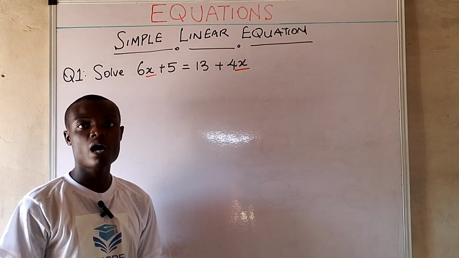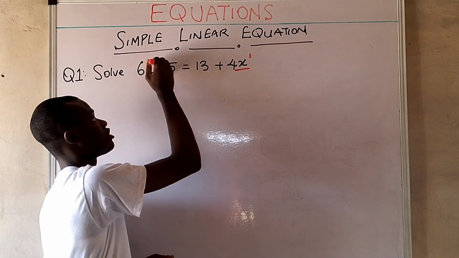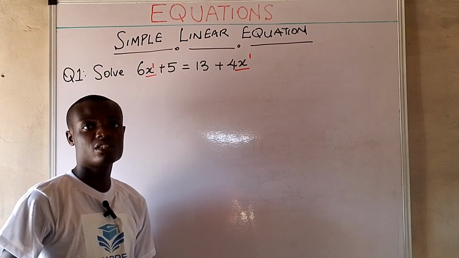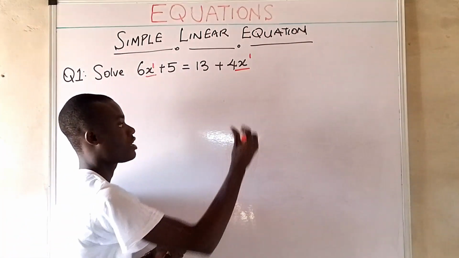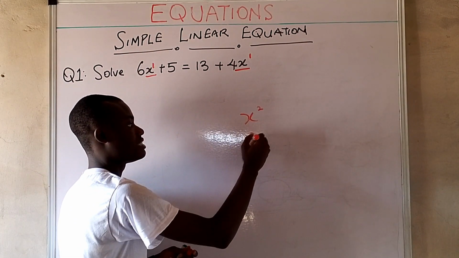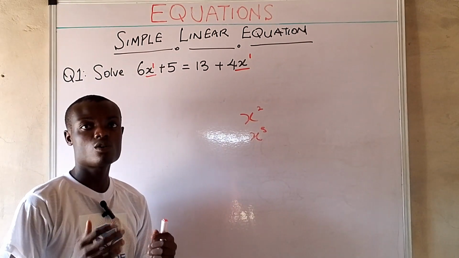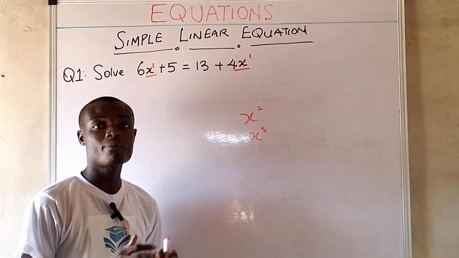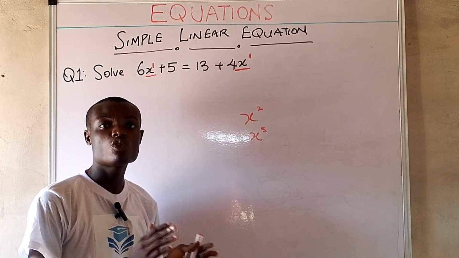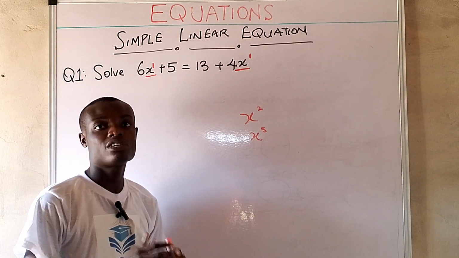And then what are the powers of this unknown? The power of x here is 1. The power of x here is also 1. So when you are given an equation like this and there is no power, let's say there's no power 2 or there's no power 3, you should know that the power of that unknown is 1. Just like we looked at in the previous part of this video where we talked about coefficients. When you don't have a number before the unknown, take the number beside it to be 1.